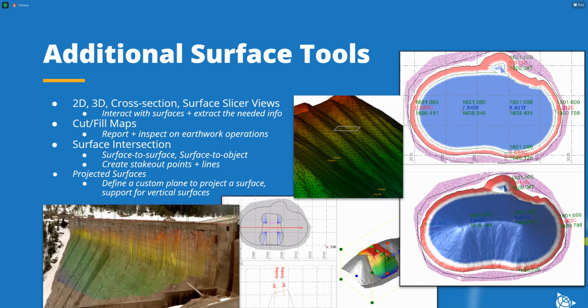Projected surfaces, that's where you have a vertical surface, as you can see this dam wall at the bottom left here. So there you can actually define a custom plane to project a surface to support vertical surfaces. So obviously when you have this kind of example, or high walls in mining in a pit, that's the way that you can actually utilize the projected surfaces to get a vertical surface into TBC as well, if that's needed.